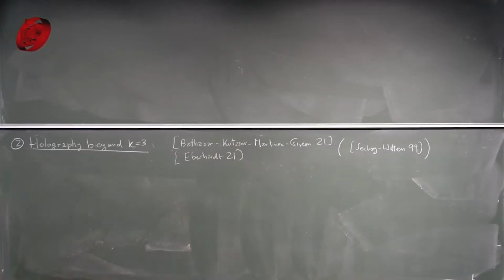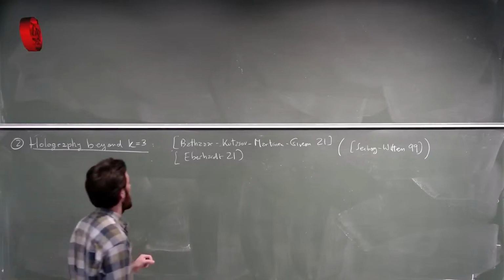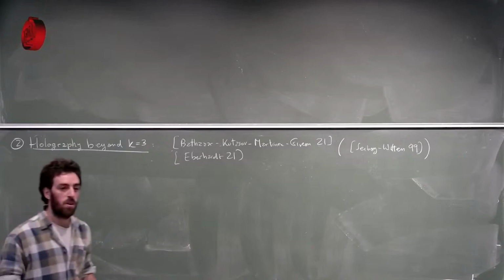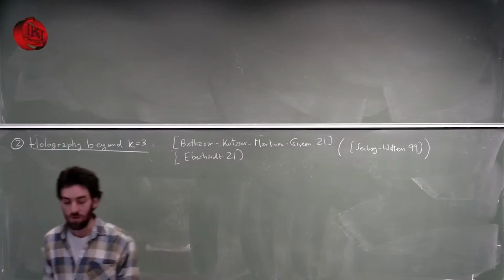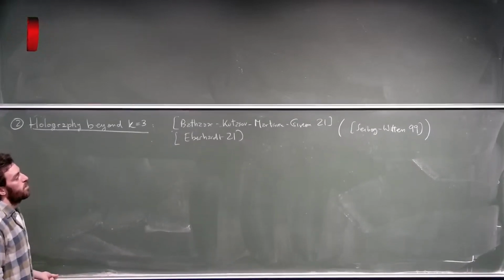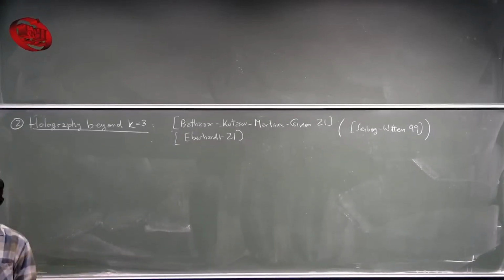What is the dual theory in particular for K larger than 3? So everything needs to be taken with a grain of salt. Everything is a bit more heuristic, although there are some actual checks at the level of correlation functions and so on, but okay.